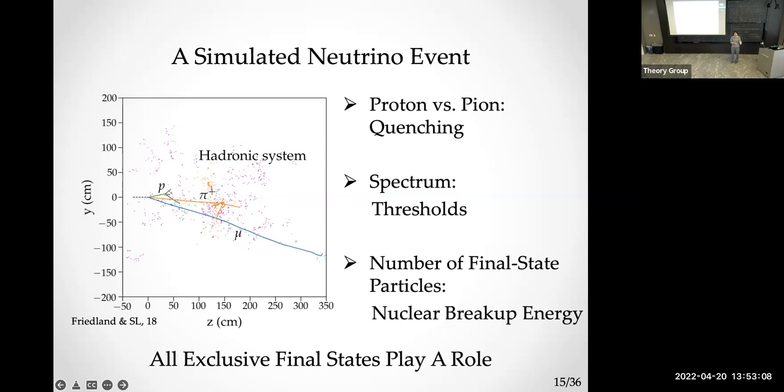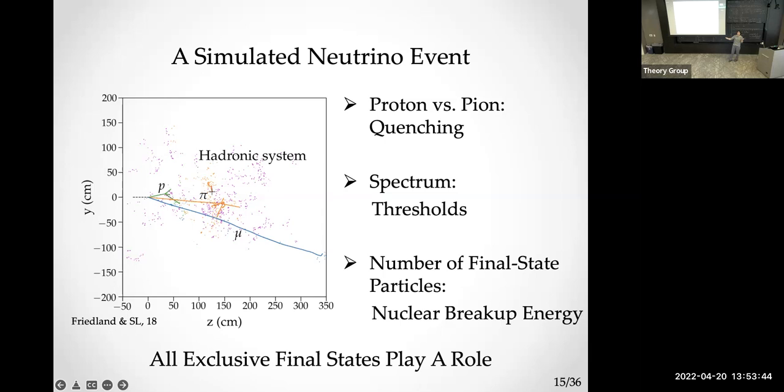So, to skip a lot of details, the conclusion is that all fully exclusive aspects of cross-section prediction actually matter. If energy goes to a proton versus a pion, it affects how much energy in your detector is lost due to detector quenching, and it's not so easy to correct for. Second, even though the detector thresholds are really low, because there are a lot of subsequent reinteractions, every generation of particle becomes softer, so more energy would actually fall below threshold. So the spectrum of the hadronic particles also matters.